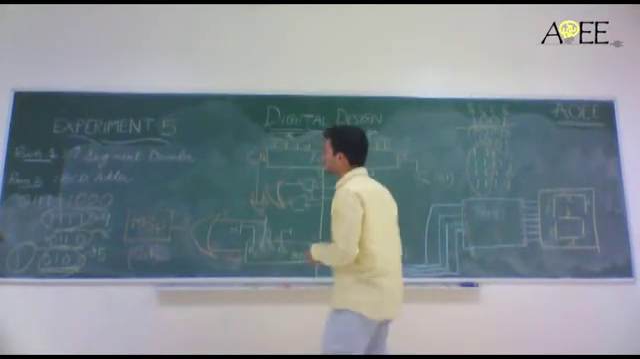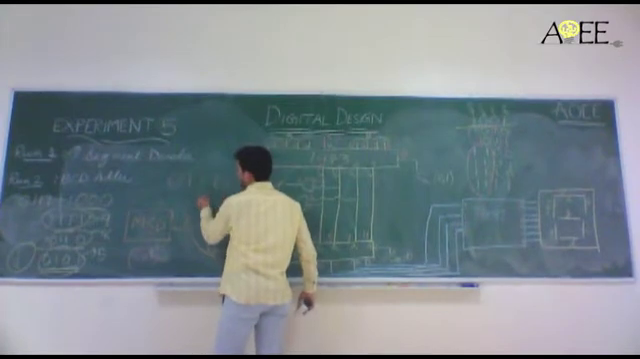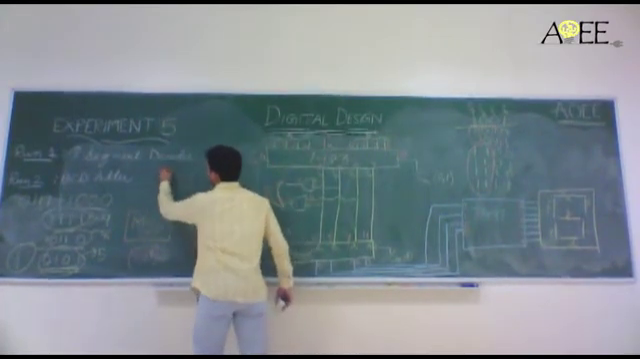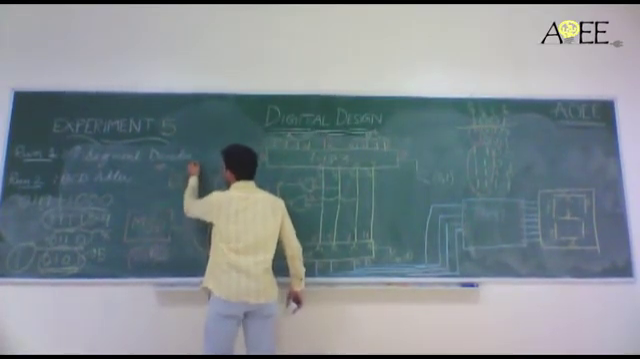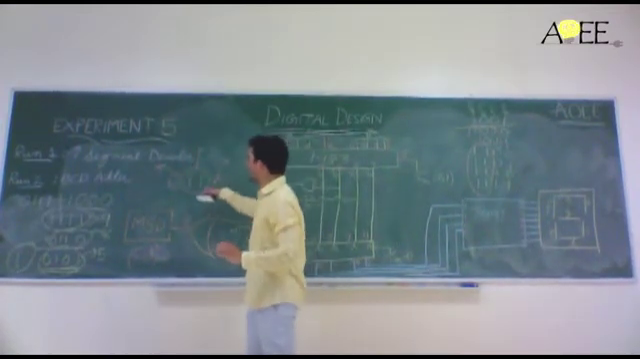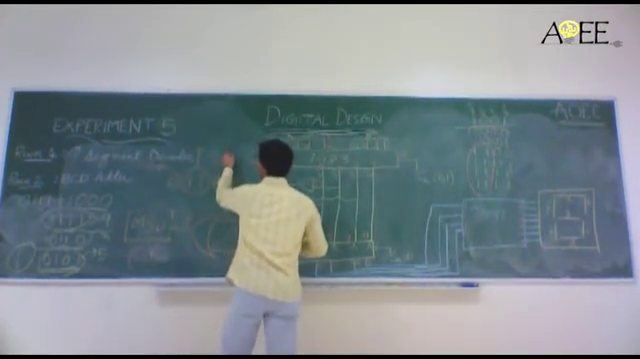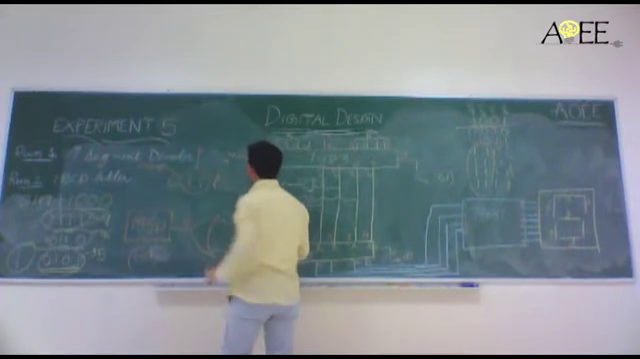To add 6, what do we do? We have 6 means 0110. So that means ground these two and make these equal to 1. Right? They have to be grounded and these have to be made equal to 1.